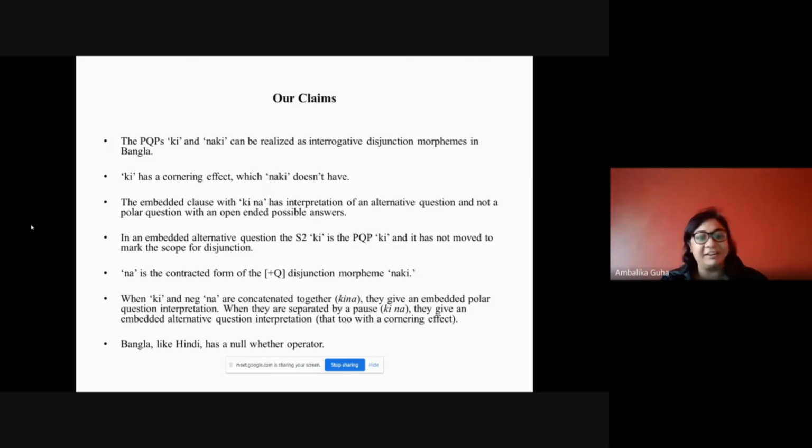Maybe Bangla, like Hindi, has a null whether operator. The whether operator which has been claimed as kina, that is not the whether in Bangla. Kina is simply the or-not concatenation. Okay, and that is it. Thank you. Thank you so much.